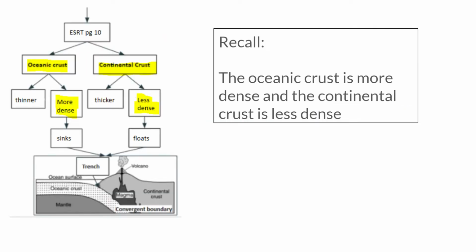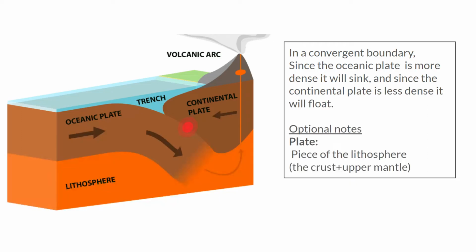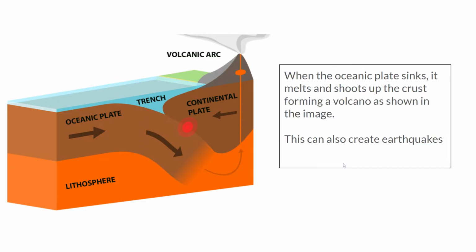Now, recall from our previous lessons that the oceanic crust is more dense and the continental crust is less dense. So that means that if I have a convergent boundary where two plates are meeting or converging or colliding, and if I have an oceanic plate colliding with a continental plate, the oceanic plate will sink because the oceanic plate is more dense. So remember, a plate is a piece of the lithosphere, which is the crust plus the upper mantle.